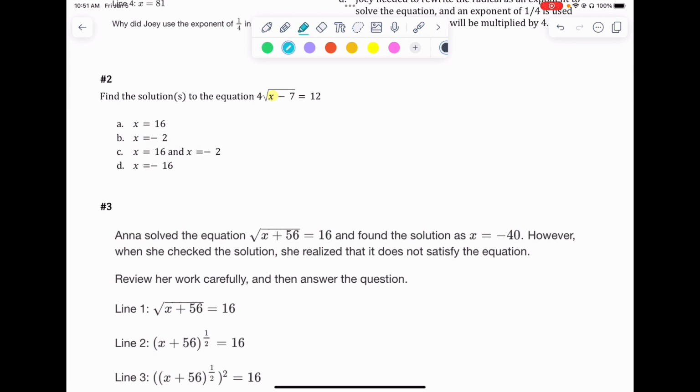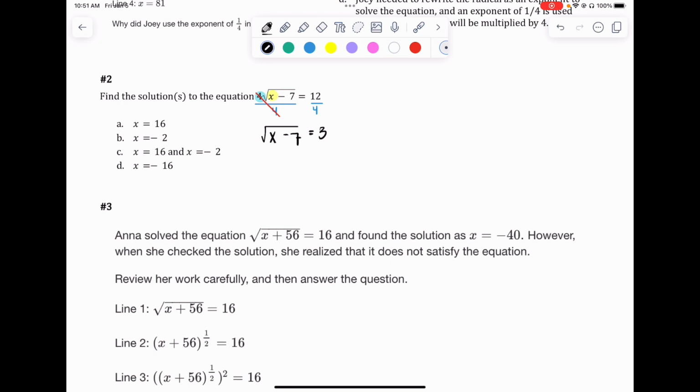So right now I have a 4 that's being multiplied by the radical. So to cancel out multiplying by 4, I'm going to divide both sides of the equation by 4. 4 divided by 4, those will cancel, and then I'll be left with the square root of x minus 7 equals 12 divided by 4, so 3.